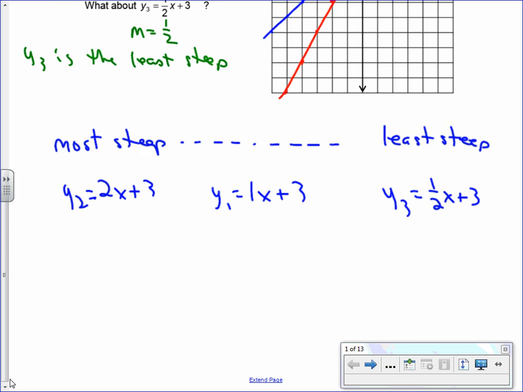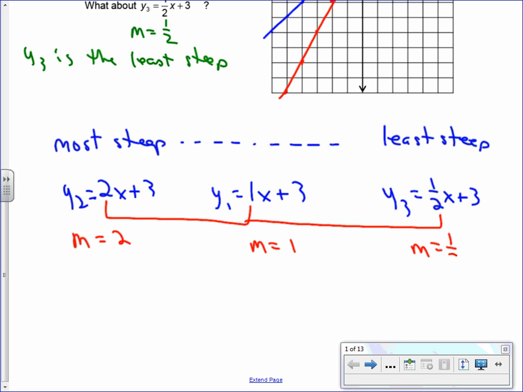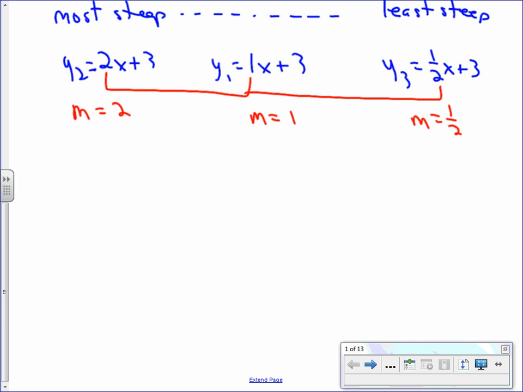Our goal is to be able to answer the question, which is the most steep, without having to draw the graph. So to do that, we're going to compare the numbers that are the slope. Okay? The slope for y2 is 2. The slope for y1 is 1. And the slope for y3 is 1/2. By looking at the size of the slope, we can tell which line is the most steep. So basically, larger slope. It's like a slap. Larger slope means steeper line.